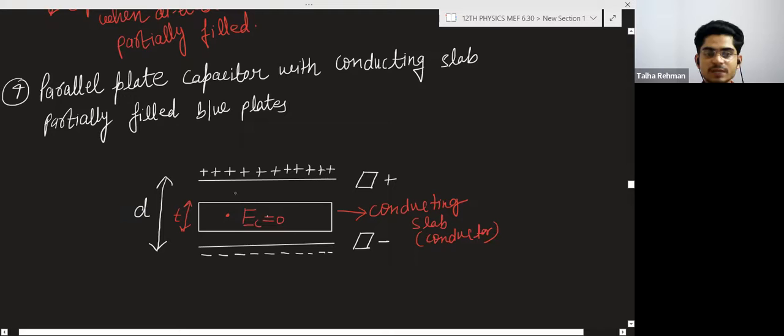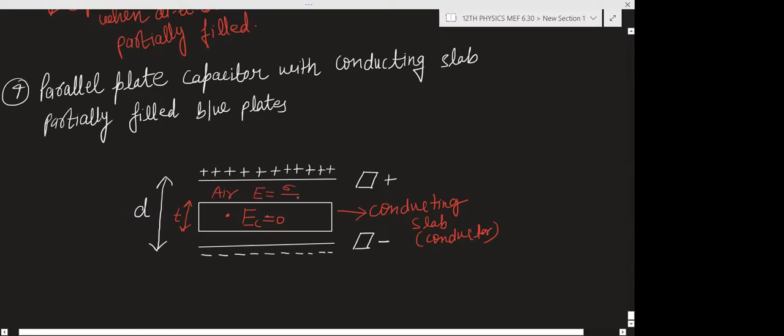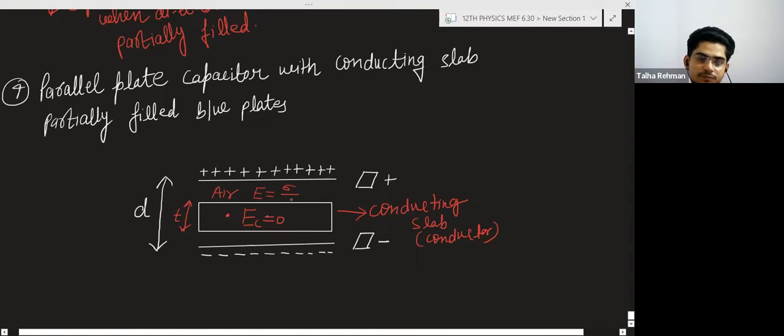And Hamza, here is air. This is a part in which the air is placed, and here what is the value of electric field? We have a formula, E is equal to sigma by epsilon naught, due to both the plates.